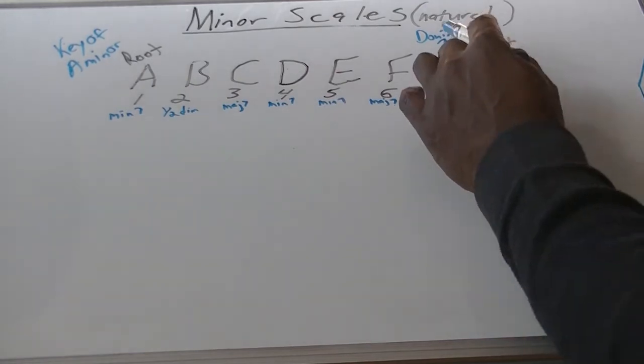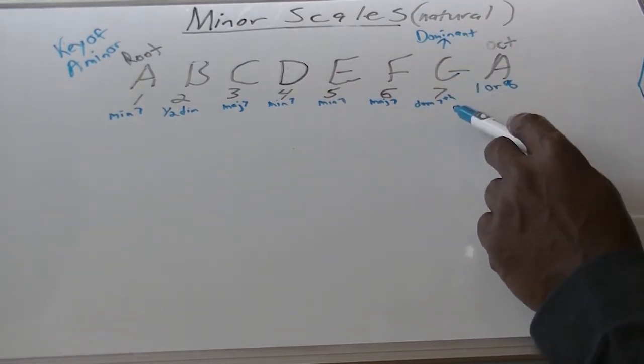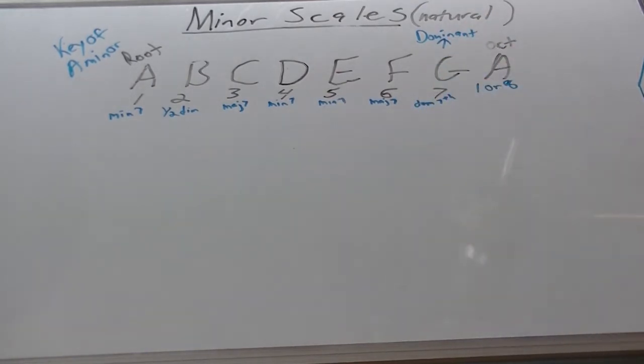So that's why when we generate our 4-note chord, it's called the dominant 7th chord. So now we have a set of 4-note chords that we can use to make music in a minor key.